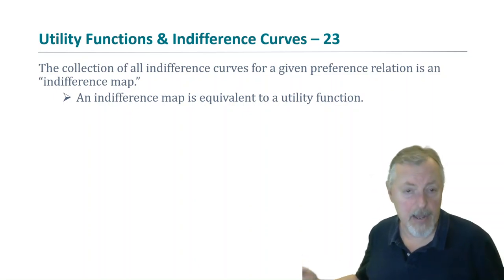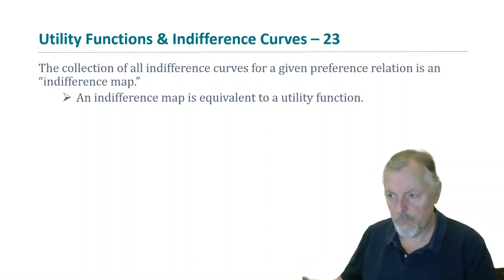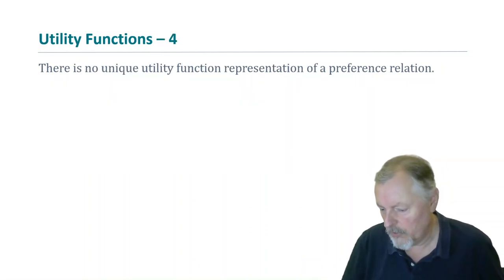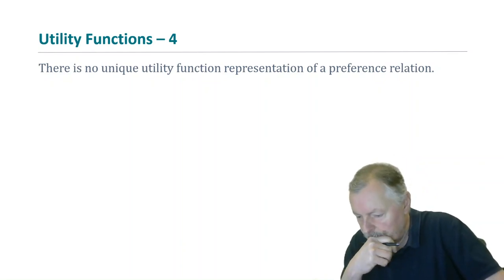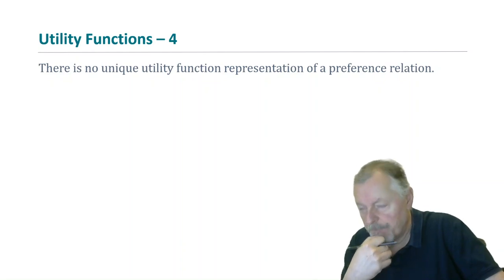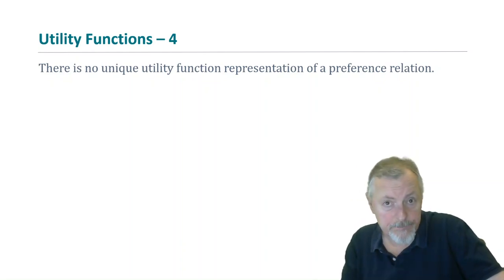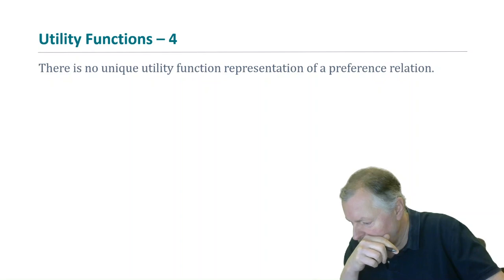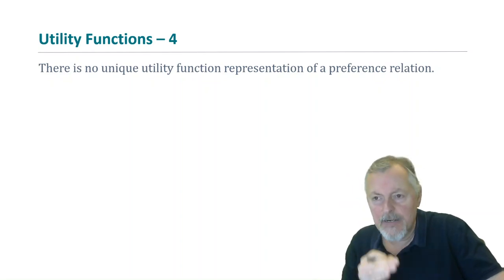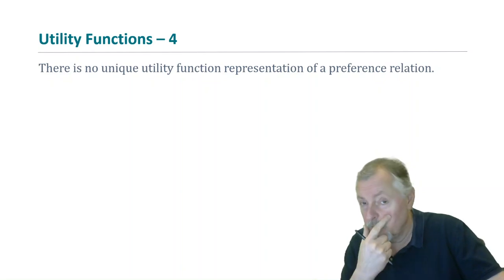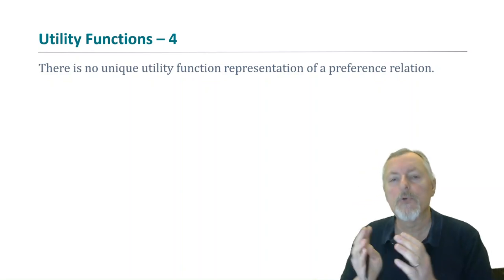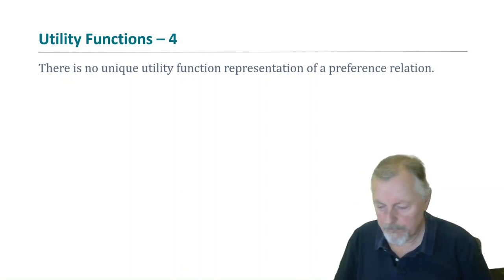An indifference map is equivalent to a utility function. Now, because utility is ordinal, you can transform a utility function in any way you want, and it will describe the exact same set of preferences, so long as your transformation preserves the ordering.